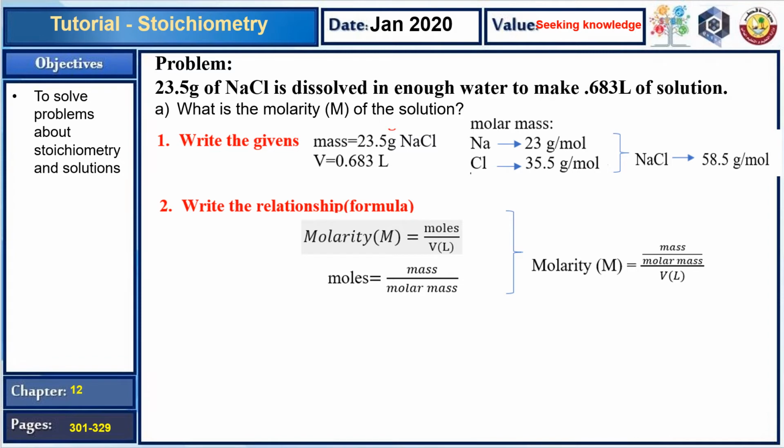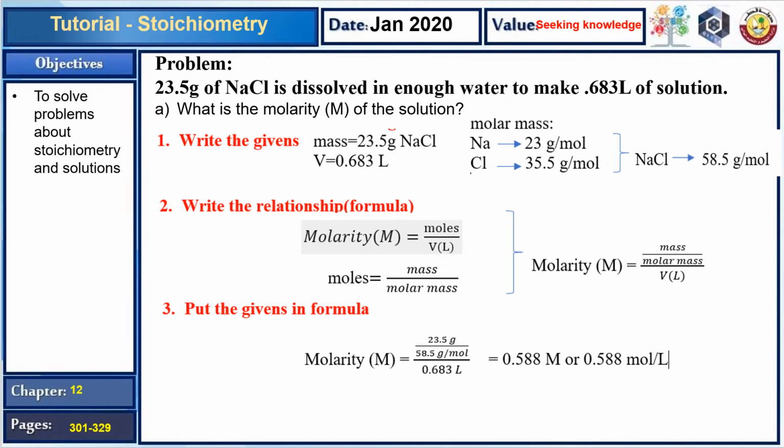Now let's put numbers, the third step. Put the givens in the formula. Same formula here, molarity is equal to mass is 23.5, molar mass is 58.5, and the volume is 0.683. If you use a calculator, you will find that it will be 0.588 M, or mole per liter. Don't forget that we used the relationship or formula and put the numbers that we wrote in the givens. So part A is solved.